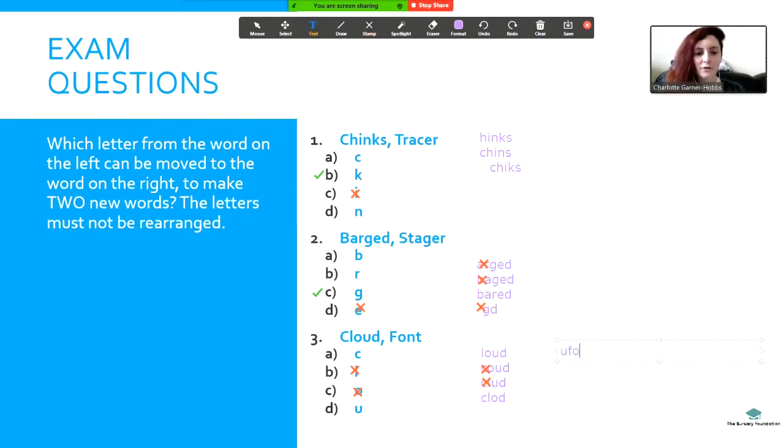So if I have U-O-N-T, U-font, that's not a word. F-U-O-N-T, fount, not a word. F-O-U-N-T, however, fount, that is a word. It's the root for words like fountain, like a water fountain or a fountain pen, for instance. It means an amount of something that is appearing usually from the ground as an example. So D has to be the correct answer here.